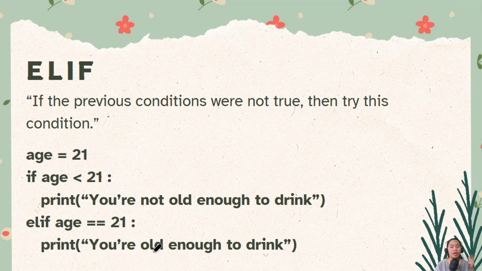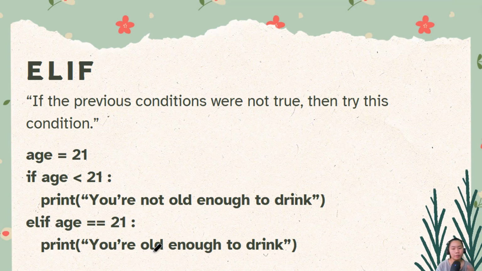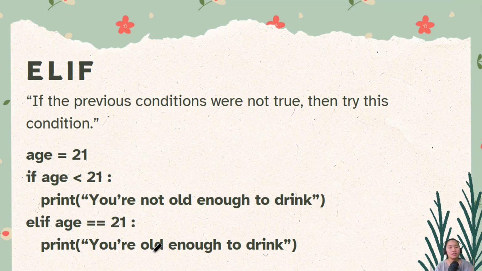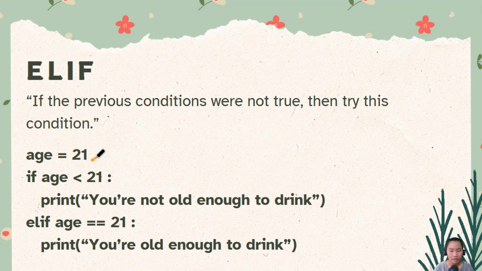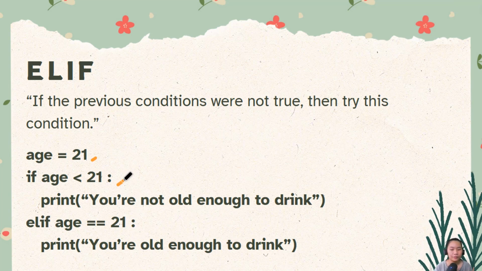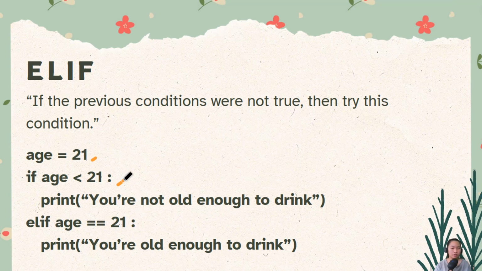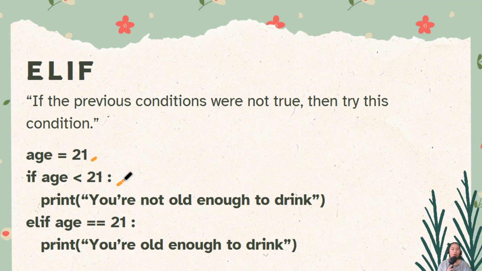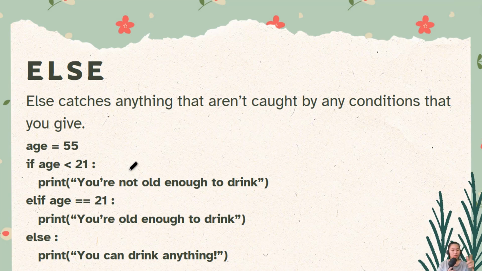Now, let's move on to elif, or else if, just shortened. Elif is basically if the previous conditions were not true, then see if this condition is true, okay? Now, I have an example. Age equals 21. If age is less than 21, print, you're not old enough to drink. Elif, age is equal to 21, so same value, print, you're old enough to drink, okay? Simple enough.